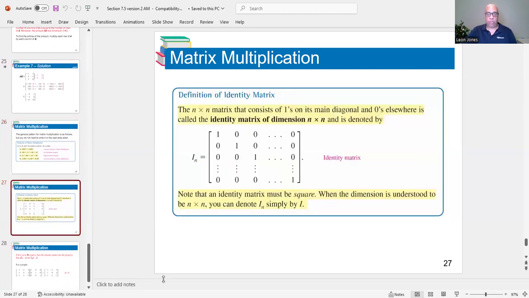All right, definition of an identity matrix. The n times n matrix that consists of ones on its main diagonal and zeros elsewhere is called the identity matrix of dimension n times n, and is denoted by, and here's what you see up here.